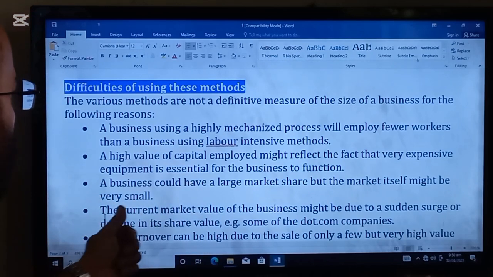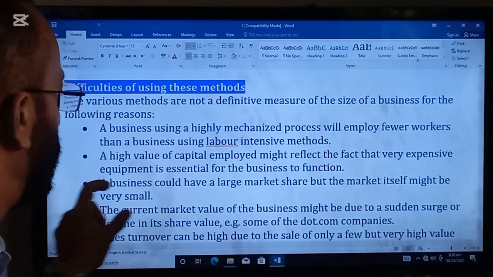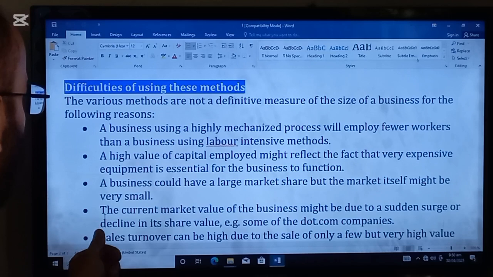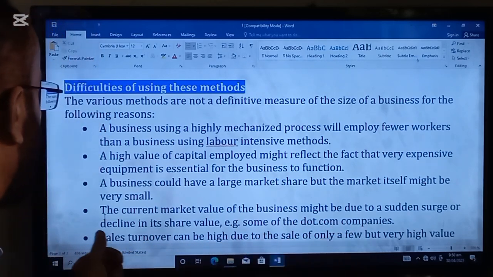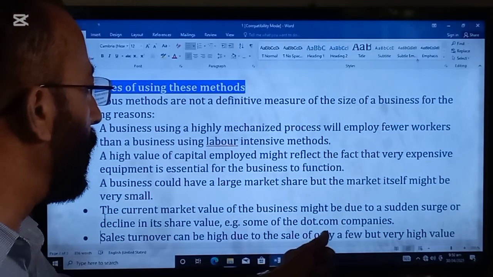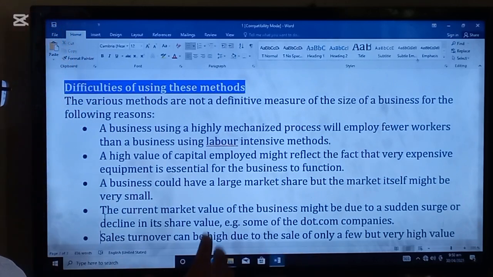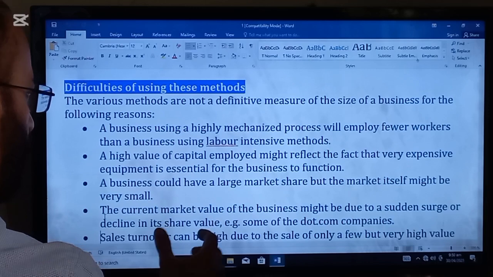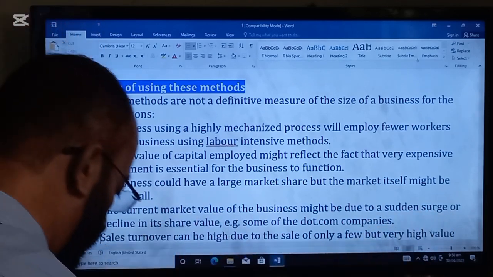Next point is a business could have a large market share, but the market itself might be very small. So this is the problem in the market share method. Next, the current market value of the business might be due to a sudden surge or decline in its share value, for example, some of the dot-com companies. So this is the problem if we are measuring the business size in terms of market value.